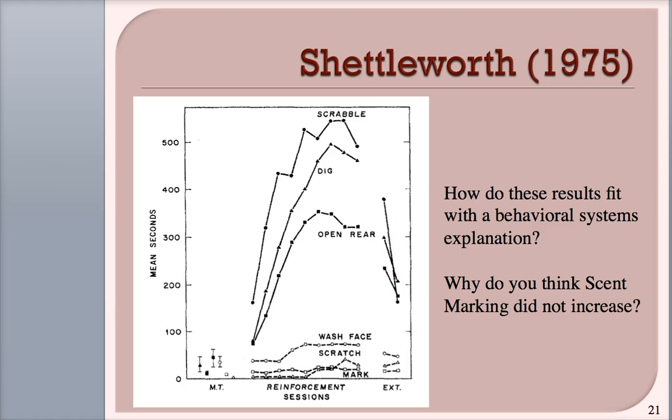And so what we see is evidence that these results are very consistent with the behavior system's explanation. Food is foraging related, and the behaviors that increase are foraging related, but the same amount of food reinforcement has no effect on face washing or scratching, and it doesn't affect, here's scent marking. It doesn't change either. But that's because scent marking has to do with territoriality, and has nothing to do with food. So these data are very consistent with the behavior system's explanation.